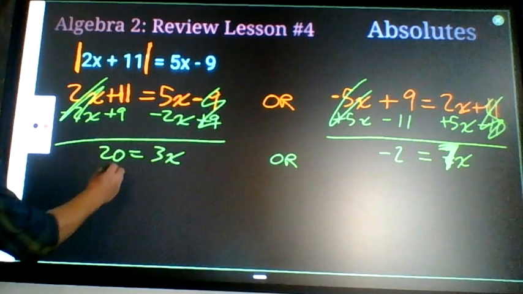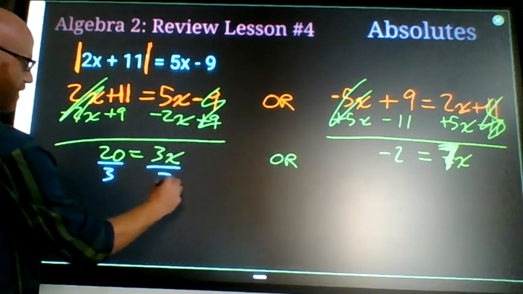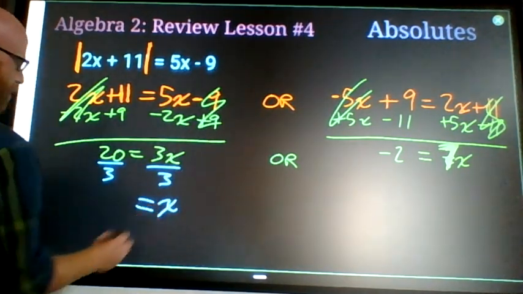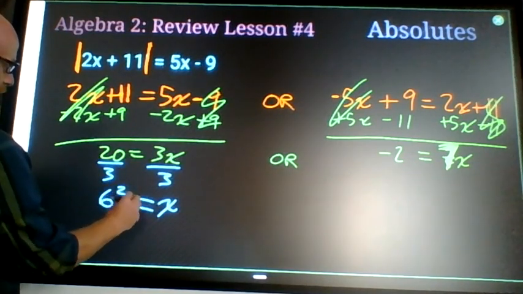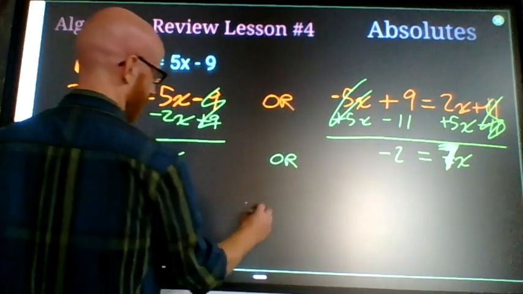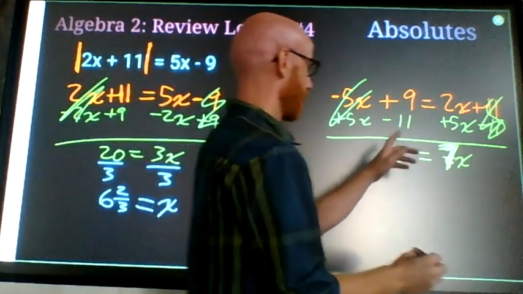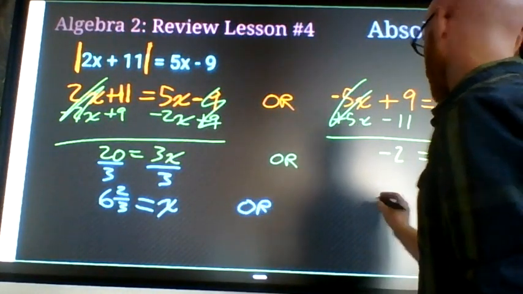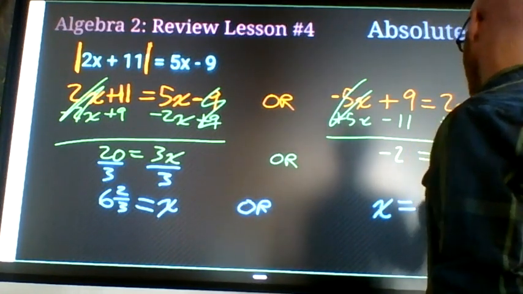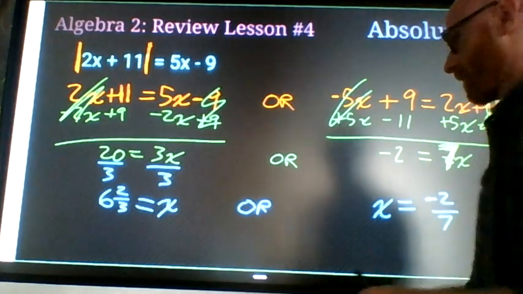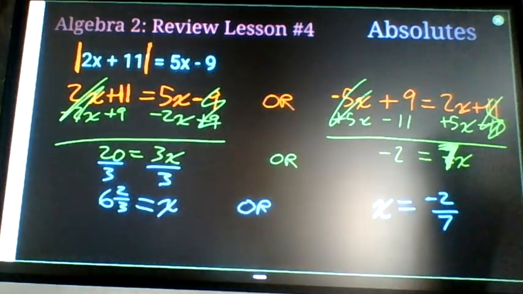Divide by 3, both sides. X equals 6 2/3. Or divide by 7 on both sides. X equals negative 2/7. Okay, I have my two solutions.